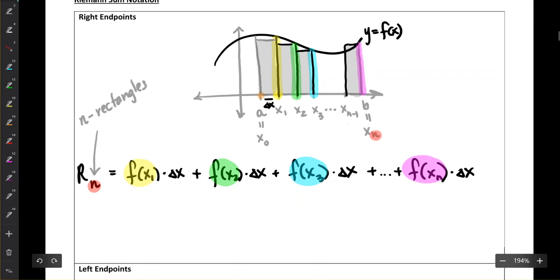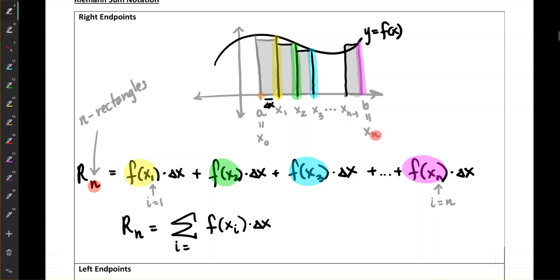You can write this more concisely with summation notation. What are you adding up? You are adding up these heights times your little bases. I'm going to use i for my index, and where am I starting? I'm starting at i being 1, and I'm ending at i being n. Start at i equal 1 and end at n.